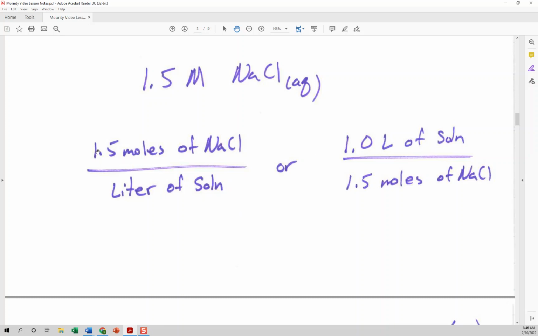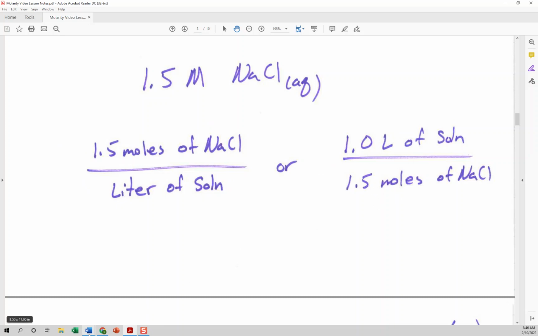Okay, I can say 1.5 moles of NaCl for every 1 liter of solution, or I could say 1 liter of solution for every 1.5 moles of NaCl. And I'm going to be using this to convert liters, to cancel out liters and get to moles. And I'm going to be using this to cancel out moles and to get to liters.